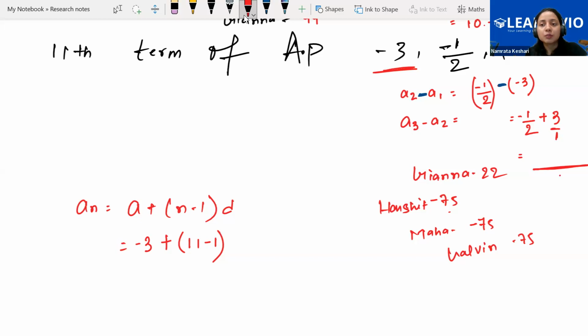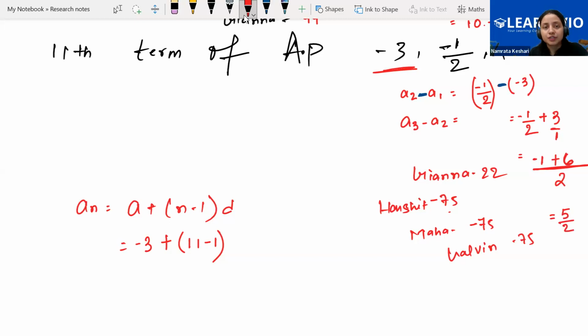LCM of 2 and 1 will be 2. 2 only. The first term in the numerator will be minus 1 plus 6. Yes, Harshit, did you want to say anything? Ma'am, it will be 5 by 2. Yeah, it will be 5 by 2.